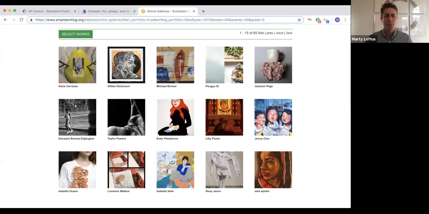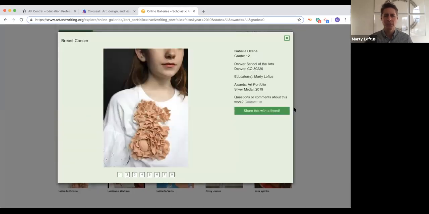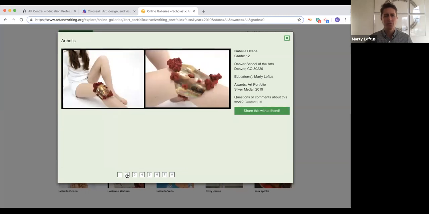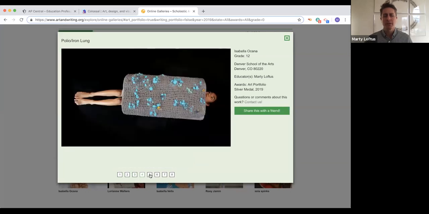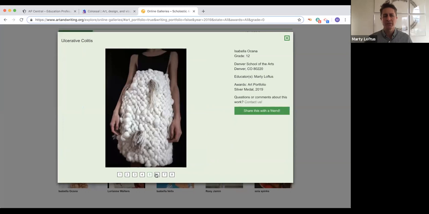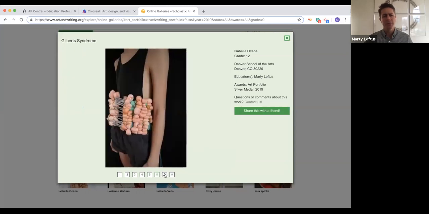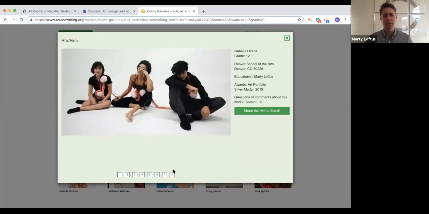This is a portfolio from one of my students from last year that was 3D, that explored the idea of different maladies and diseases as different types of jewelry and wearable works. So again, each one of these, as you look through those, really is developing the idea of a sustained investigation. And this can be a great way to develop your own ideas and think about how those work in context with your own sustained investigation.